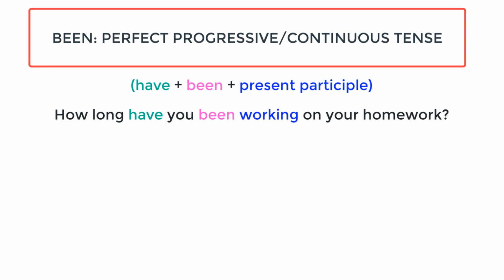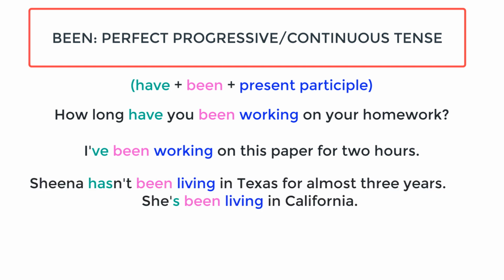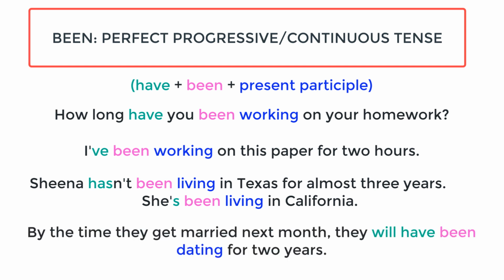How long have you been working on your homework? I've been working on this paper for 2 hours. Sheena hasn't been living in Texas for almost 3 years. She's been living in California. By the time they get married next month, they will have been dating for 2 years.